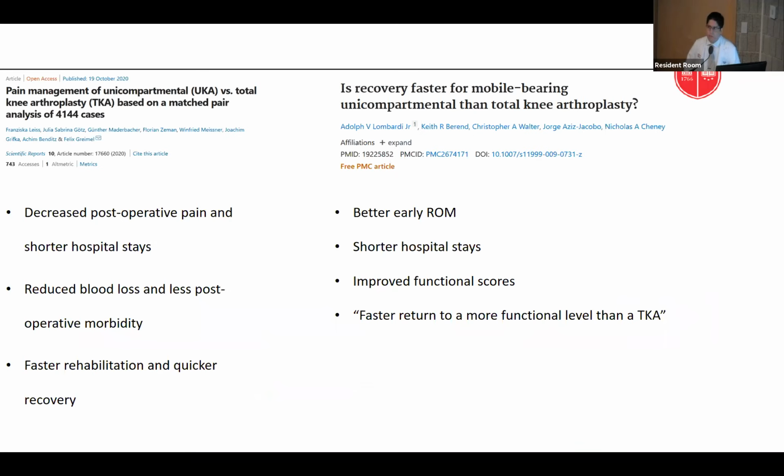So what are some of the benefits of doing a partial knee replacement versus a total knee replacement? These are two retrospective studies I found looking at that. As you can imagine, since the partial knee replacement is a less invasive and less aggressive surgery, you're going to have outcomes such as decreased postoperative pain with shorter hospital stays, reduced blood loss, which will translate to less postoperative morbidity, as well as a faster rehab time and quicker recovery, as well as improved functional scores. And it's been quoted that usually patients will have a faster return to a more functional level than if they had a total knee replacement.